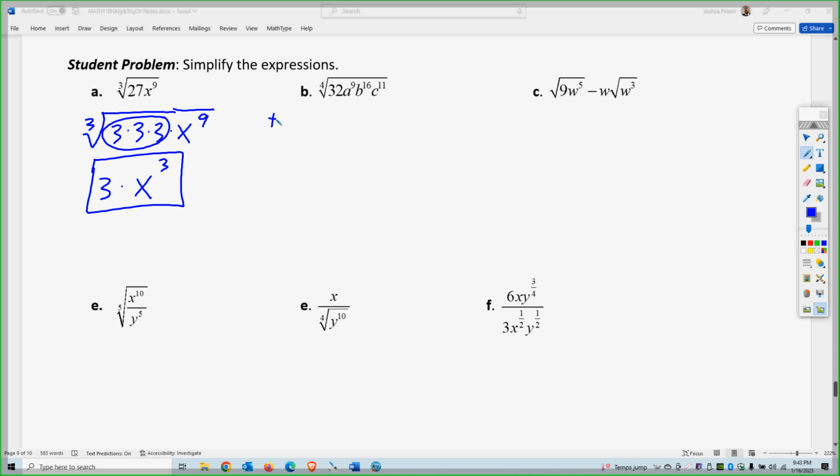All right, so the next one, the 4th root of 32. Well, 32 is 4 times 8. So that's 2, 2 is 4, and then 2, 2, 2 is 8. Right, so that is all the multiples to give you 32. A^9, B^16, C^11. Let me fix this line a little bit here.